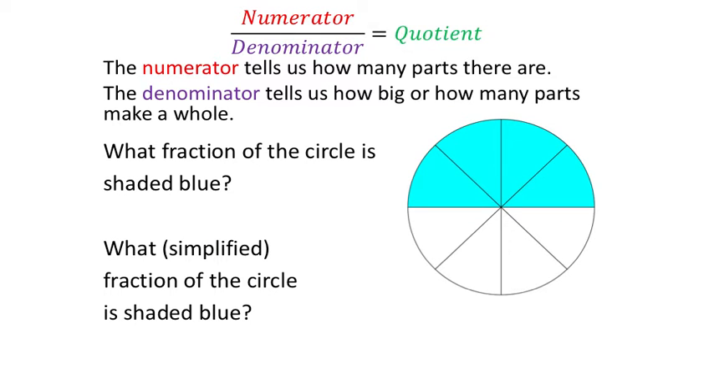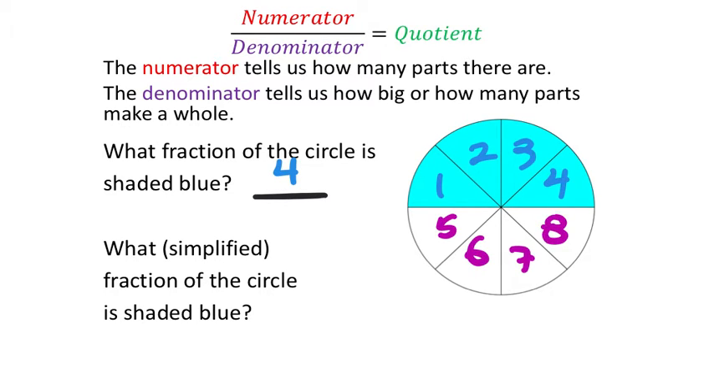So like this one, it says, what fraction of the circle is shaded blue? Right off the bat, this wants an unsimplified fraction, right? So once again, I just count how many pieces are shaded blue. 1, 2, 3, 4 pieces are shaded blue. That's my numerator. The denominator tells us the sizes of the pieces. So there's 4, 5, 6, 7, and 8 pieces. So the sizes of the pieces are in eighths. So there's 4 pieces shaded blue out of 8 pieces, 4/8.